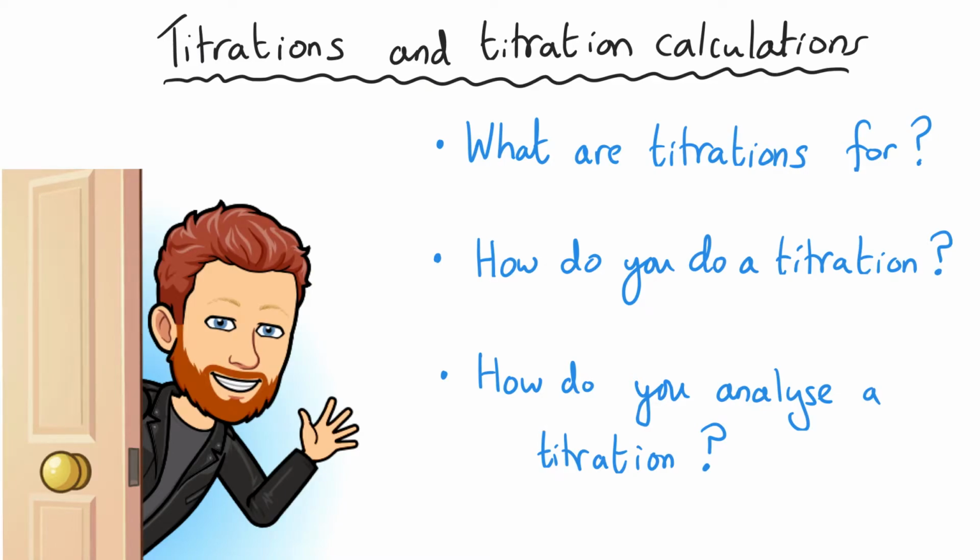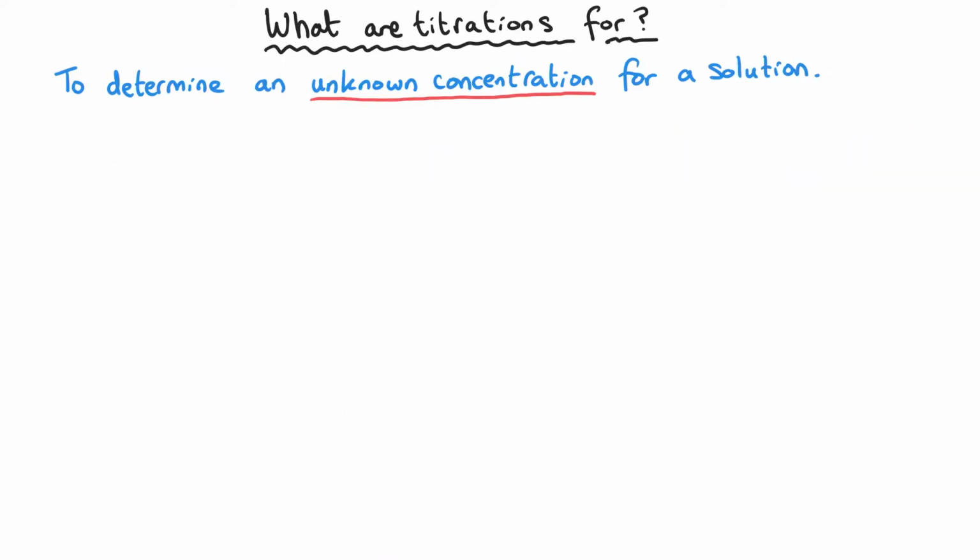Hello everybody and welcome to this A-level chemistry explanation video. What we're going to be focusing on today is titrations and titration calculations. We will be looking at what titrations are actually for, why do we do them. We'll look at how you actually do a titration because you need to know that method inside out. And finally, we'll take a look at how you actually analyse the results you get during a titration.